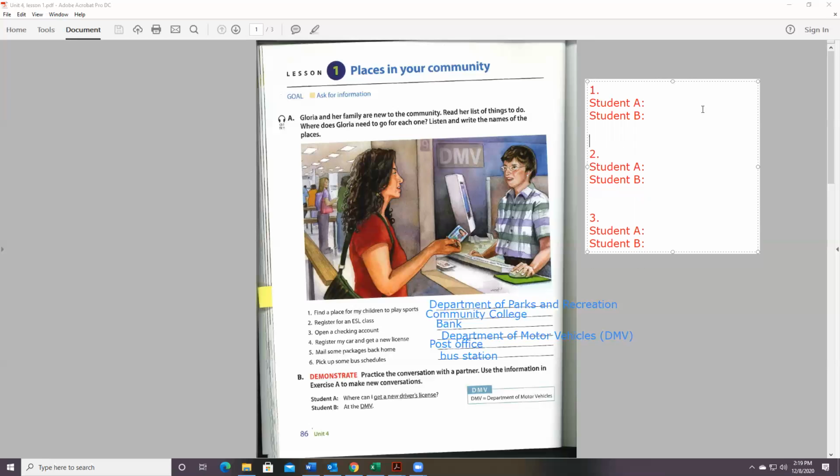Okay, so for example, like this one talks about a driver's license. Okay, we can have, where can I open a checking account? Okay, and your answer would be at the bank. Okay, so I want you to write 2 more conversations for B. So instead of practicing verbally, en vez de practicar verbalmente, you are going to write. Los vas a escribir. Okay. All right, I'm going to go ahead and clear.